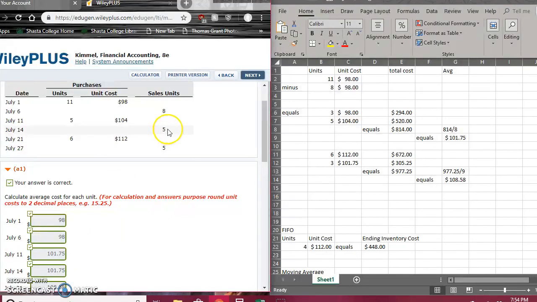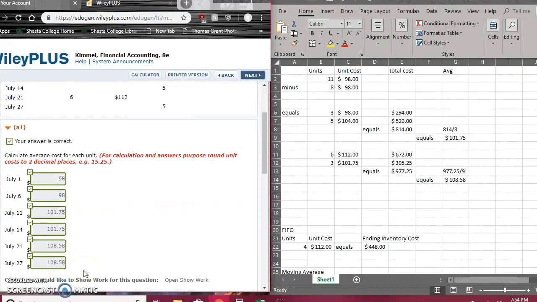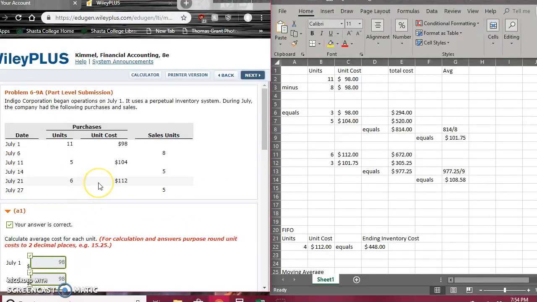And we're going to use that for July 14th as well, because we sell 5 units and we use the previous average cost for that as well. And then we have another purchase of 6 units at $112 on July 21st.